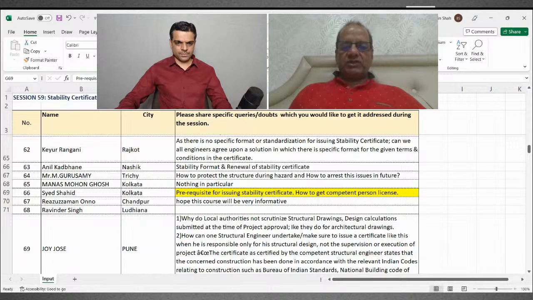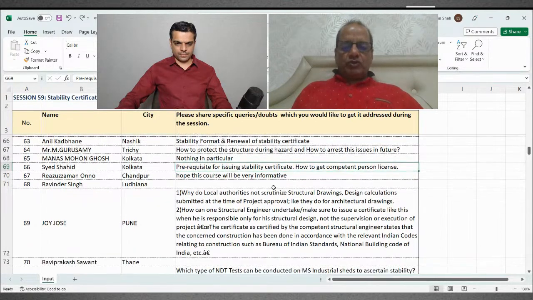Prerequisite for issuing stability certificate. I already explained. As per NBC, you are the competent person. There is nobody else who is going to issue you a license unless there is a specific area where you are practicing.